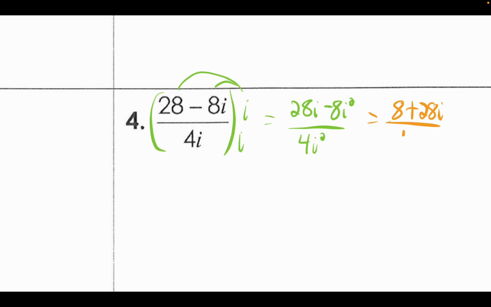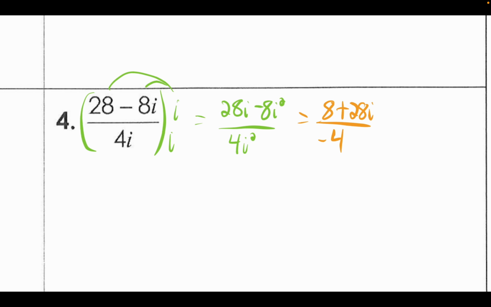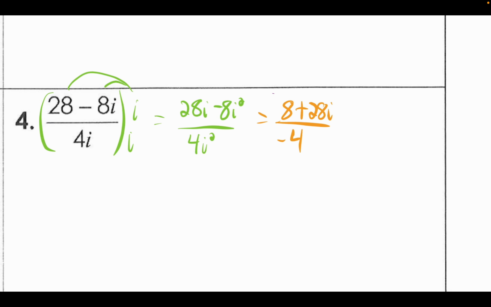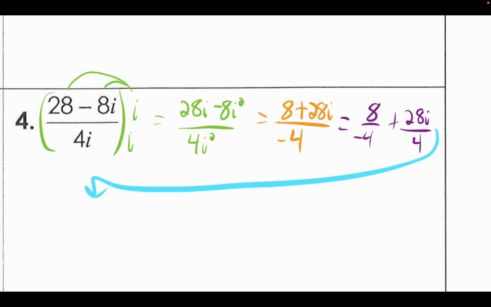And this becomes -4 on the bottom. Now we can reduce this, but we can't just start slashing here. What we instead have to remember is that each of these are individually being divided by -4. And so a good way to remember this could be to separate them out into 2 separate fractions. That can be really helpful for a lot of us just to organizationally see the difference here. And so this can help us see that 8 divided by -4 is -2, and 28i divided by 4 is 7i. And we get -2 plus 7i.